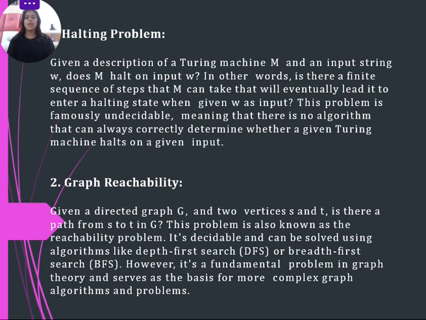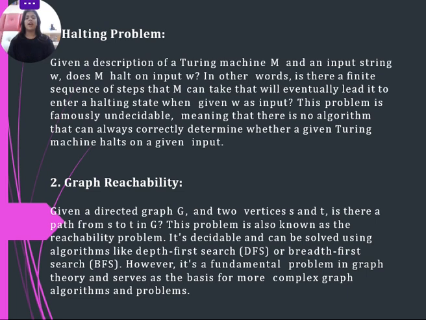In other words, is there a finite sequence of steps that M can take that will eventually lead it to entering a halting state when given W as input? This problem is famously undecidable, meaning that there is no algorithm that can always correctly determine whether a given Turing machine halts on the given input.